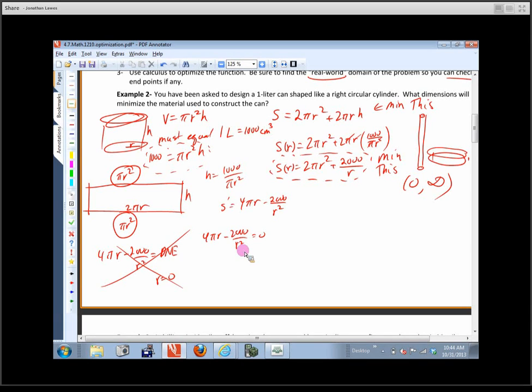How do you solve an equation like this? You could get a common denominator. It may have been a while since you took 1010, but I know you've used this skill since then. If you've got to solve an equation with a fraction in it, do you have to work with fractions if you don't want to? Yeah, why not multiply everything by r squared? This is going to give us a 4 pi r cubed minus 2,000 equals 0.